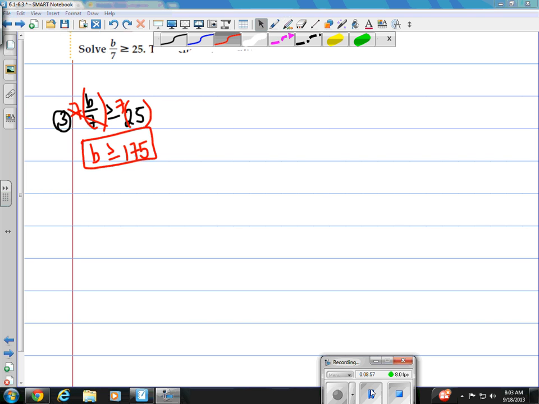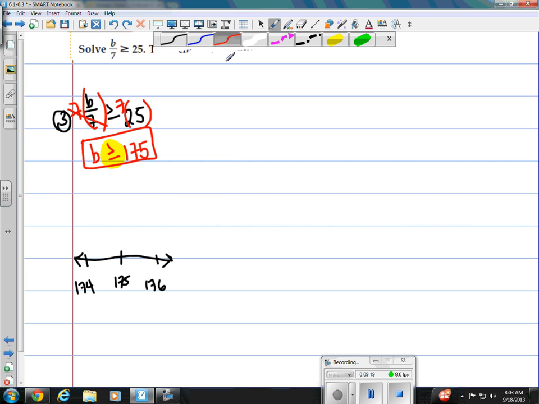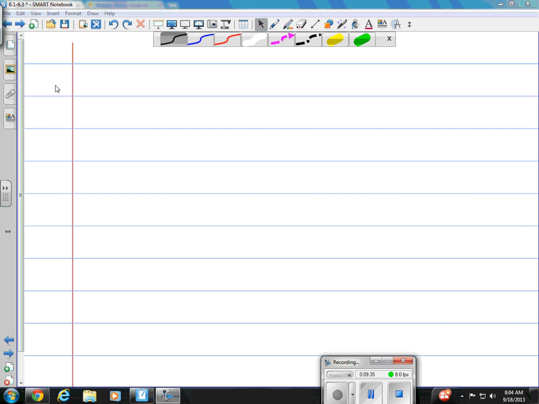So we're now going to graph him on a number line. Put 175 in the middle. A number less than 175 is 174. A number greater than 175 is 176. And we're going to go back to 175. We have to look right here to our inequality. It says b is greater than or equal to. So greater than or equal to means closed circle because it's equal to it. And once again, it points to the right. It says greater than is to the right, so I shade to the right. Okay, on to example 4.